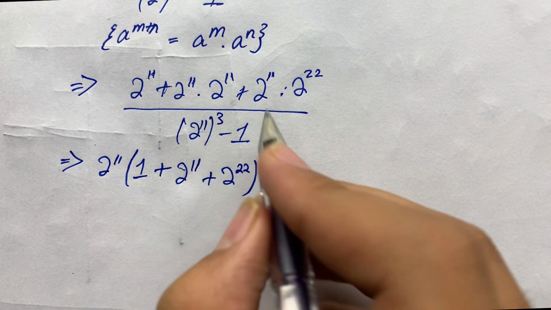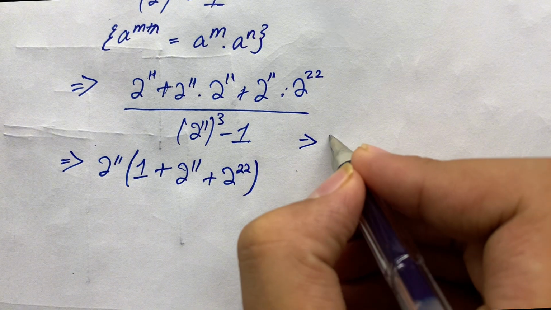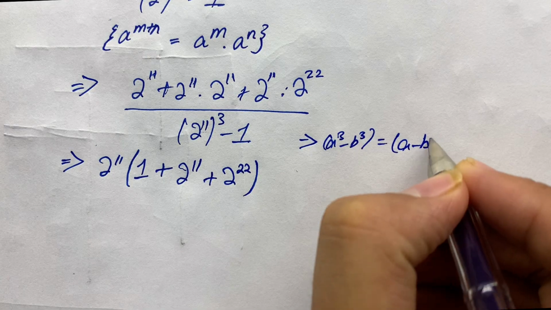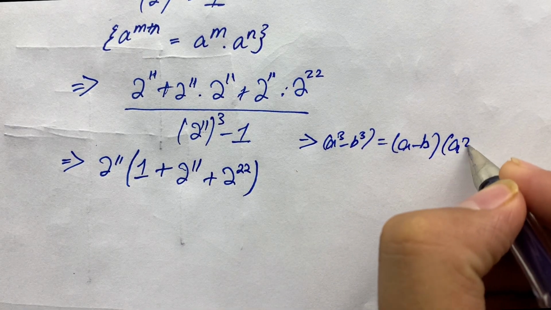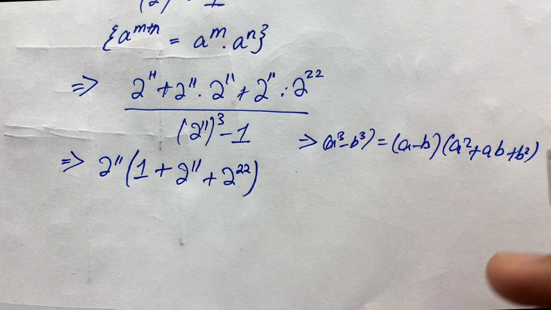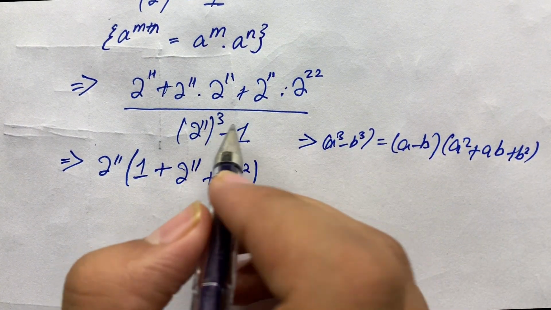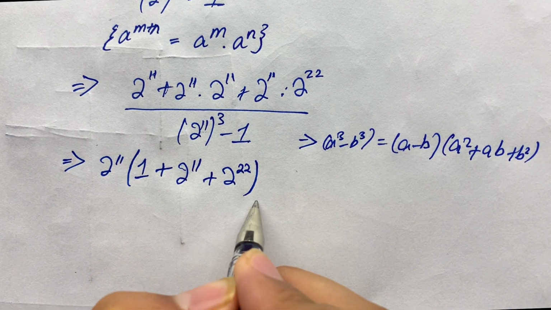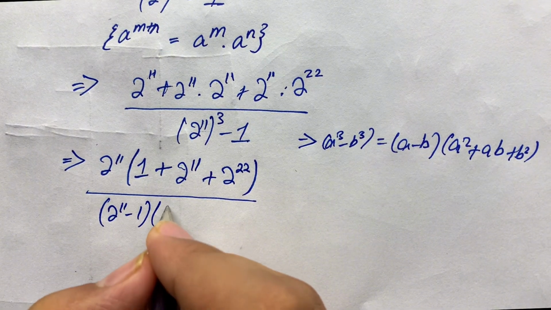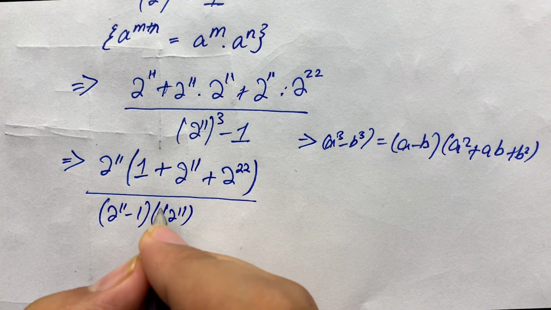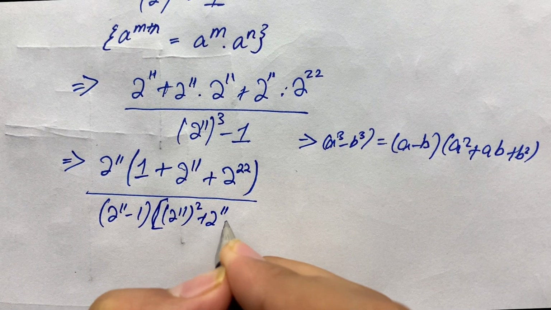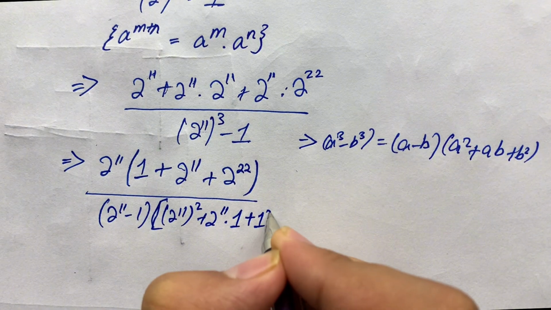Now in this step we use the formula a cubed minus b cubed is equal to (a minus b) times (a squared plus ab plus b squared). Now we use this formula in this line and we get (2^11 minus 1) times ((2^11) squared plus 2^11 times 1 plus 1 squared).